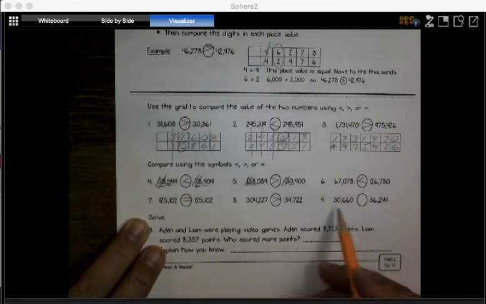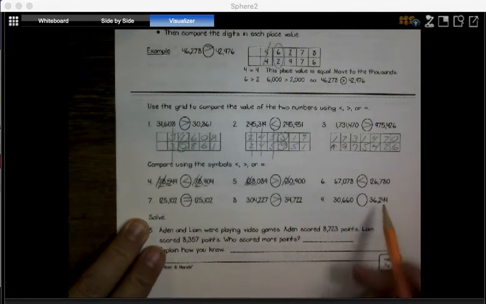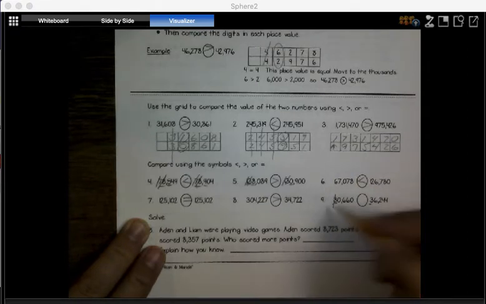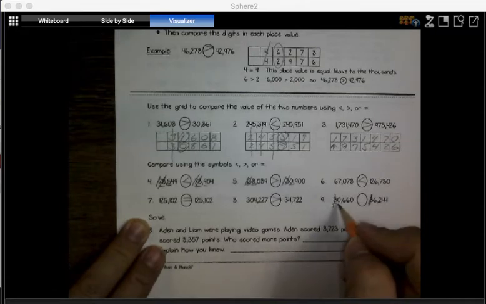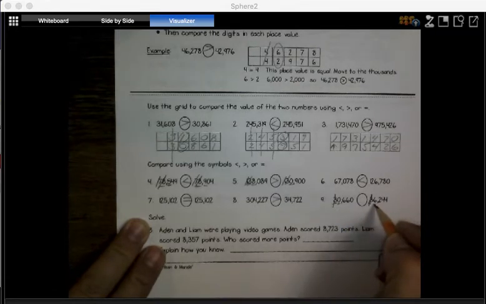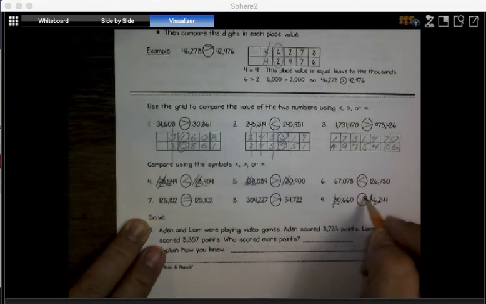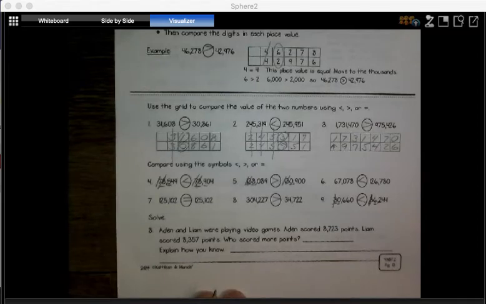Finally, we have 30,660 and 36,244. If we start the process like we've done in the past, the first digits are the same, so we're going to cross those off. We move over one place value to the right. We have 0 and 6. The 6 is larger than the 0, or has more value to it. Therefore, 30,660 is less than 36,244.